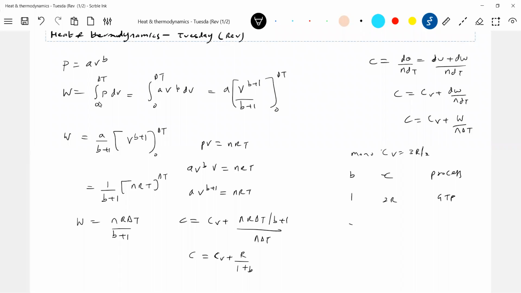Next, again, B equal to minus 1. B equal to minus 1 becomes PV equal to constant. Then what process should it be? Isothermal. Put B equal to minus 1, then the molar heat capacity will be infinity, and it will become isothermal. Are you getting the general idea?